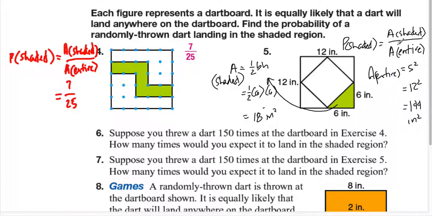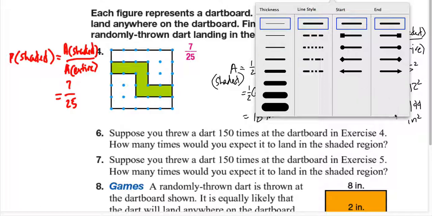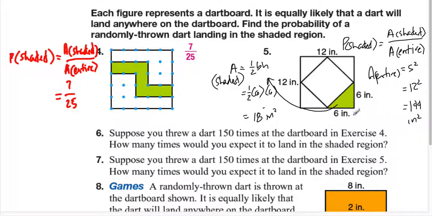Okay? And we apply the formula, area of the shaded over the area of the entire region. We'll make that in green, and make that small too. So the probability of landing in the shaded region will be equal to 18 over 144. Okay, and 18 over 144 can be reduced to 1 over 8. So that's 1 over 8, the probability of it landing in the shaded region.